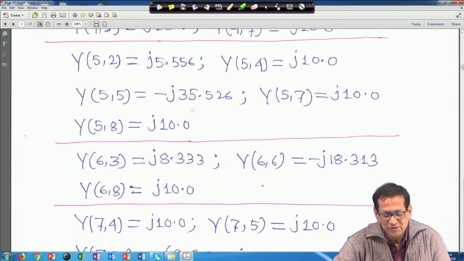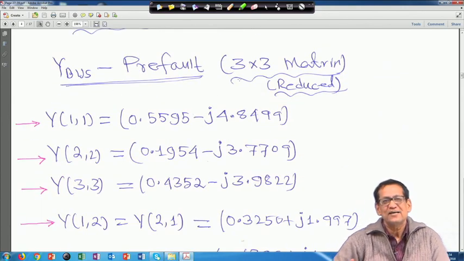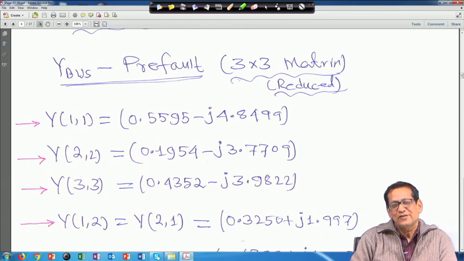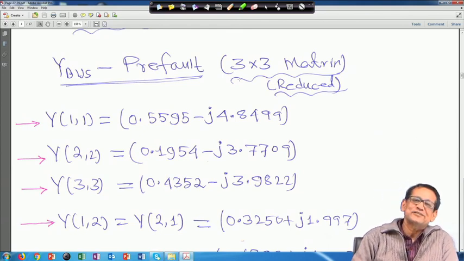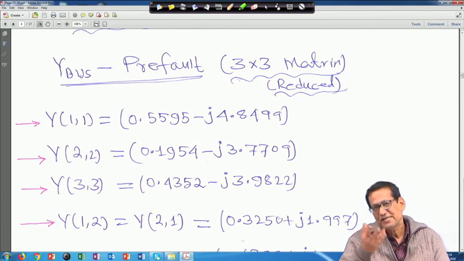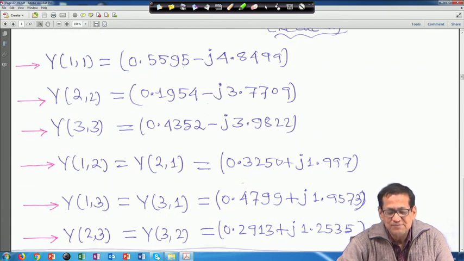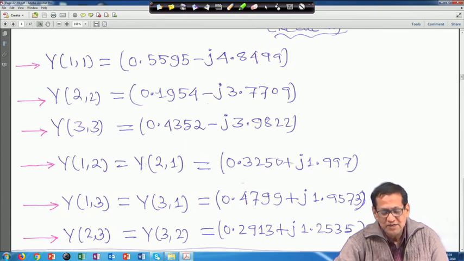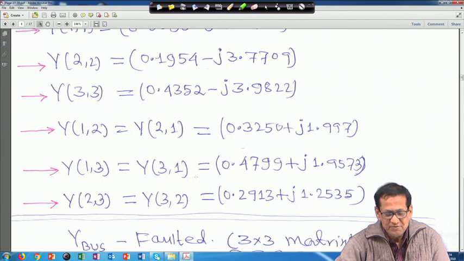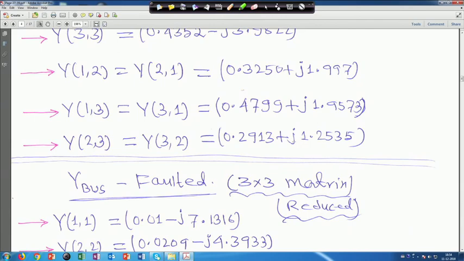Now, if you go for matrix reduction, the reduced y bus matrix will come like this. Because it's an 8 into 8 or 7 into 7 matrix, inverse and other calculations are impossible in the classroom, you need the help of a computer, but this data will be provided for your easy calculation. So for the pre-fault one, y 11, y 22, y 33 are given, and it is a symmetric matrix. So y 12 equals y 21 is this much, y 13 equals y 31 is this much, and y 23 equals y 32 is this much.